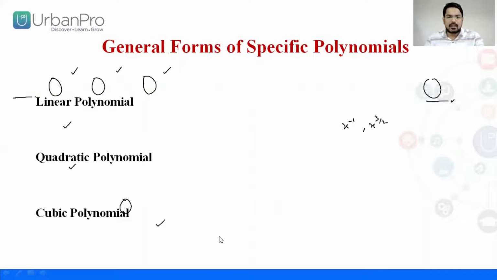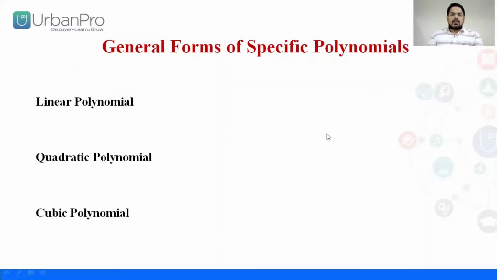Okay, let's move to the next slide. General forms of specific polynomials. Now we have linear polynomial, and I told you that a linear polynomial is a polynomial having degree 1. So if the degree is 1, the maximum power of the polynomial will be equal to 1. So now our n is equal to 1. So we'll start with a0 x raised to power 1, a1 into x raised to power 0. Now we cannot proceed further in this, right? Because the power of a variable has to be a whole number.